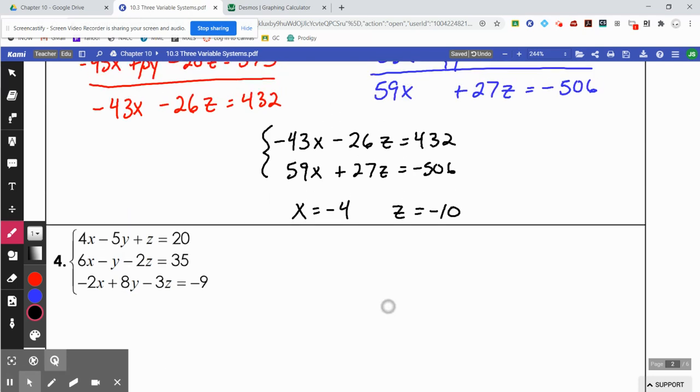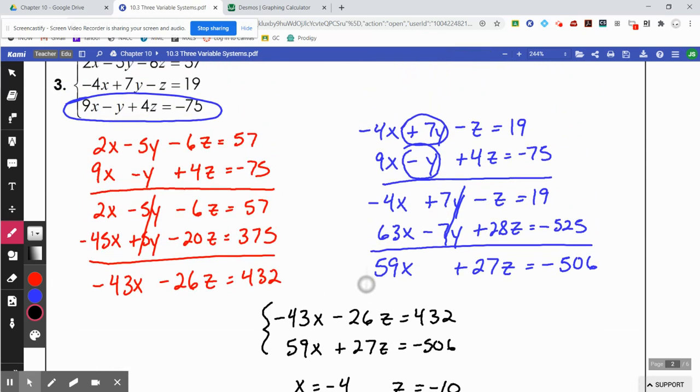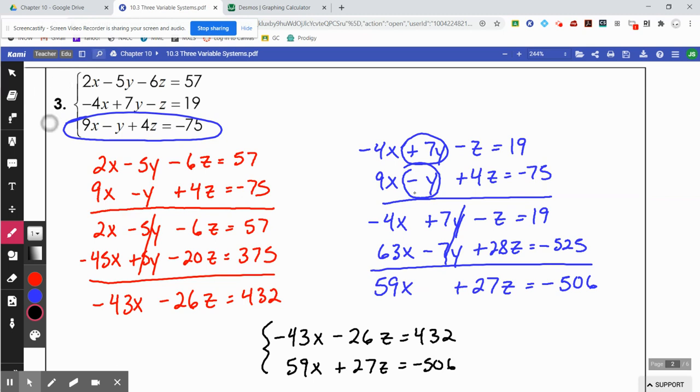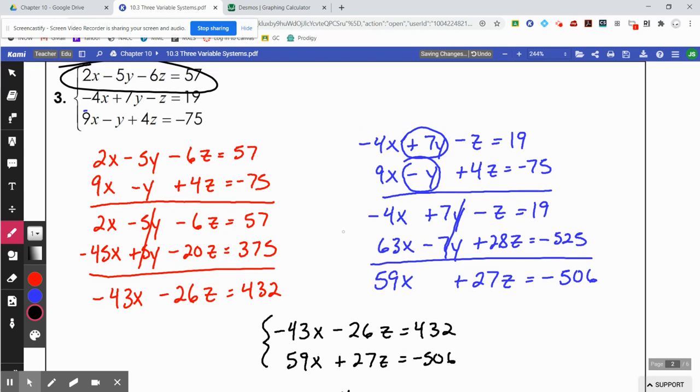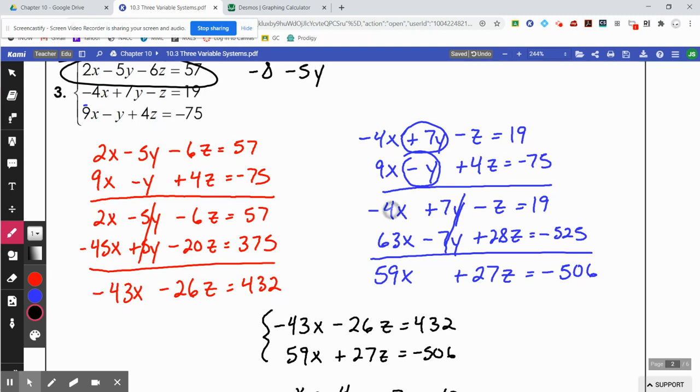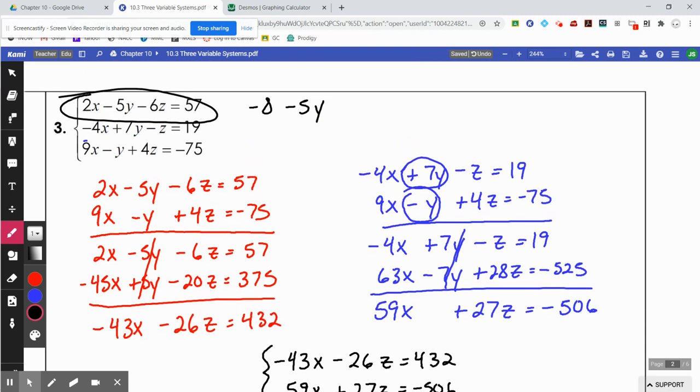And now that you have that x and z, you can go back to your original problem, and you can plug it into any of these three. Just pick one. I'll just pick the first one. It doesn't matter. So you have 2 times x, that's going to be negative 8, minus 5y. Negative 6 times z would be a positive 60, is equal to 57.